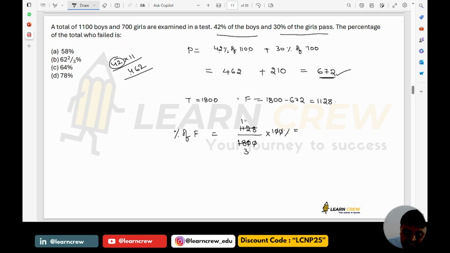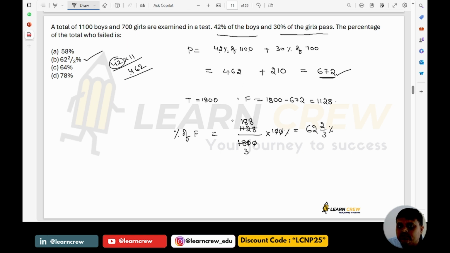18s are 6 16s, 6 17s are... Yes or no? 6 17s are how much? 6 18s are, right? Then again 4 is there. 6 8s are. 188 by 3. 188 by 3 means how much? 362s are 186. Remainder is 2 by 3. So it is 62 2 by 3 percentage. So the answer is option B.